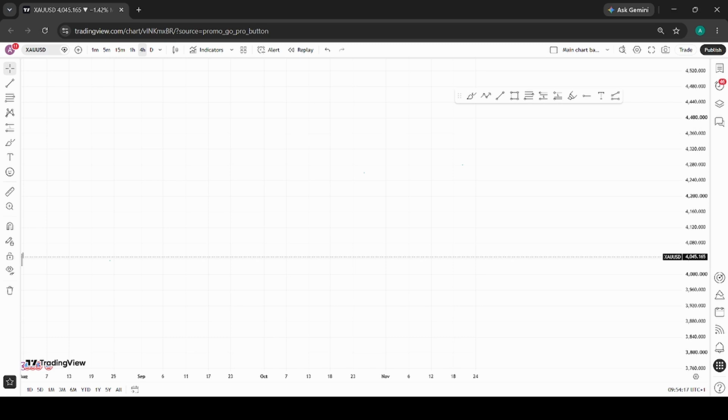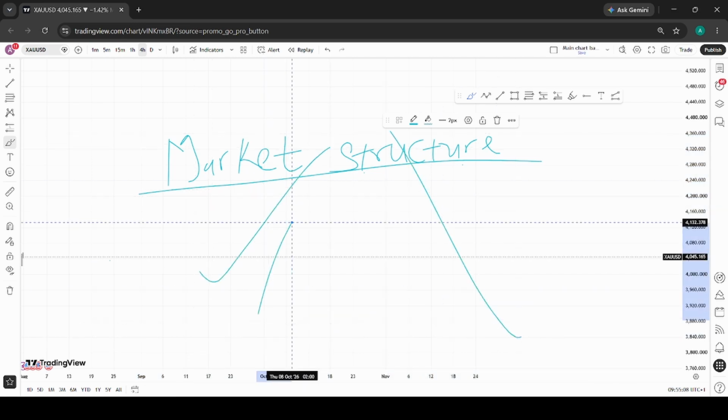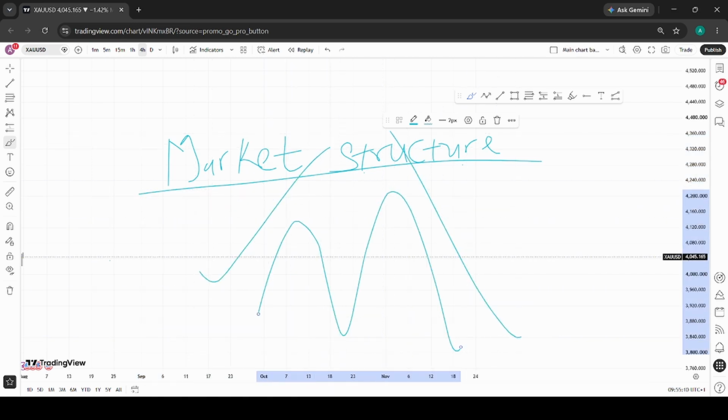So what is market structure? In a simple way, market structure is simply the overall pattern of how price moves over a period of time. That is, if the price is going up, or going down, or consolidating. That is the simple definition of market structure. There is no need to complicate anything.